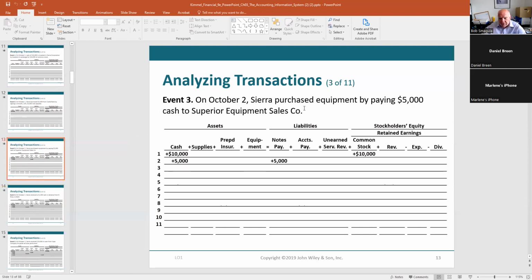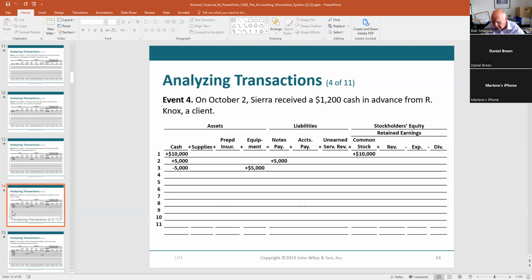Next transaction, Sierra purchased equipment for cash. So I would expect to see equipment go up 5,000 and cash go down 5,000. I meant to say down, of course. We bought the equipment, right? Sierra received a $1,200 advance from Knox. This is called unearned revenue, which is a liability, and we'll talk a little bit about this today. So he received cash. You're going to see 1,200 here and 1,200 here under unearned revenue.